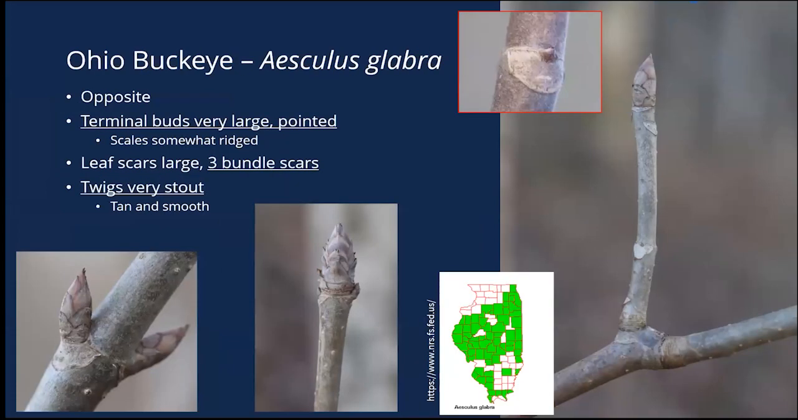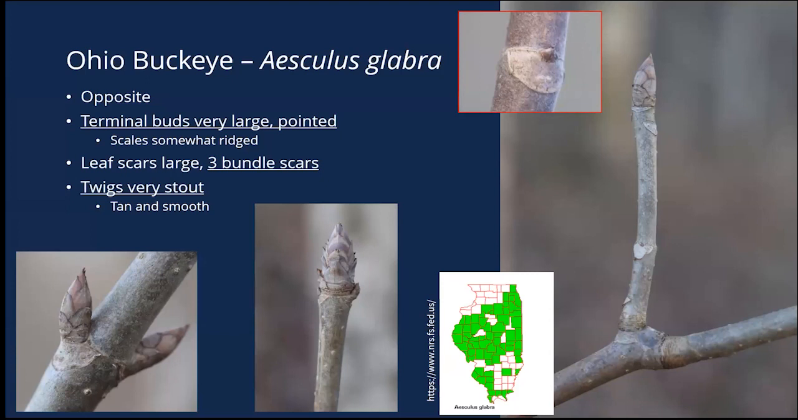The next fairly uncommon tree is Ohio Buckeye. There's several Buckeyes. This is the most common one by far that we have in the state and the most widespread. But this one has very, very large terminal buds. The other thing is it's opposite. So this is another one of those opposite ones like maples and ash, dogwoods, but very, very large terminal buds, strongly pointed terminal buds.